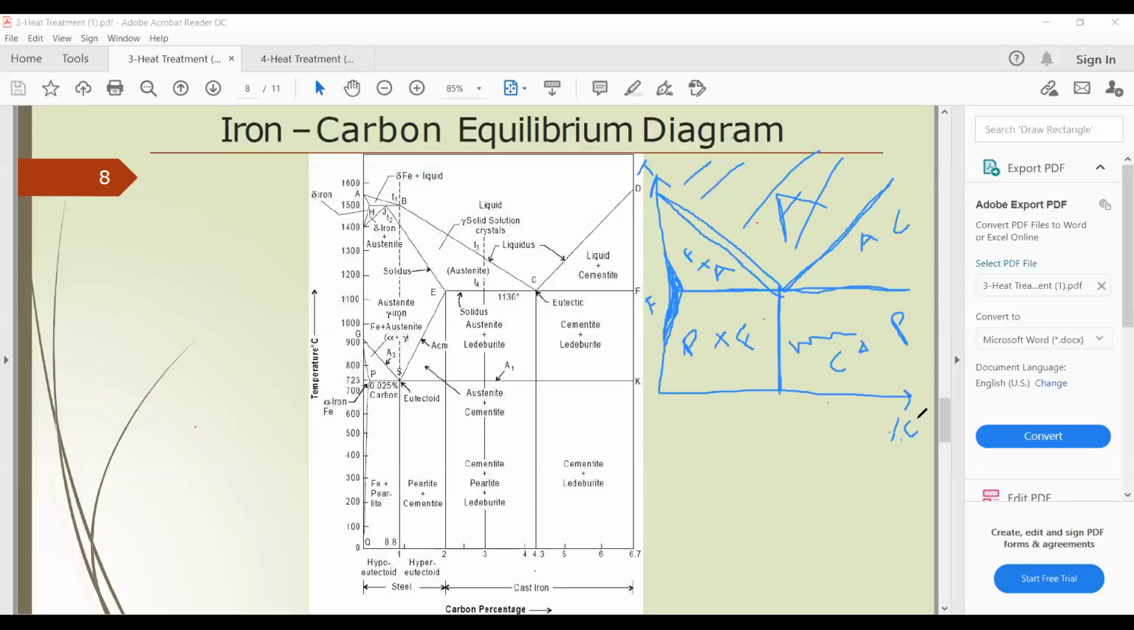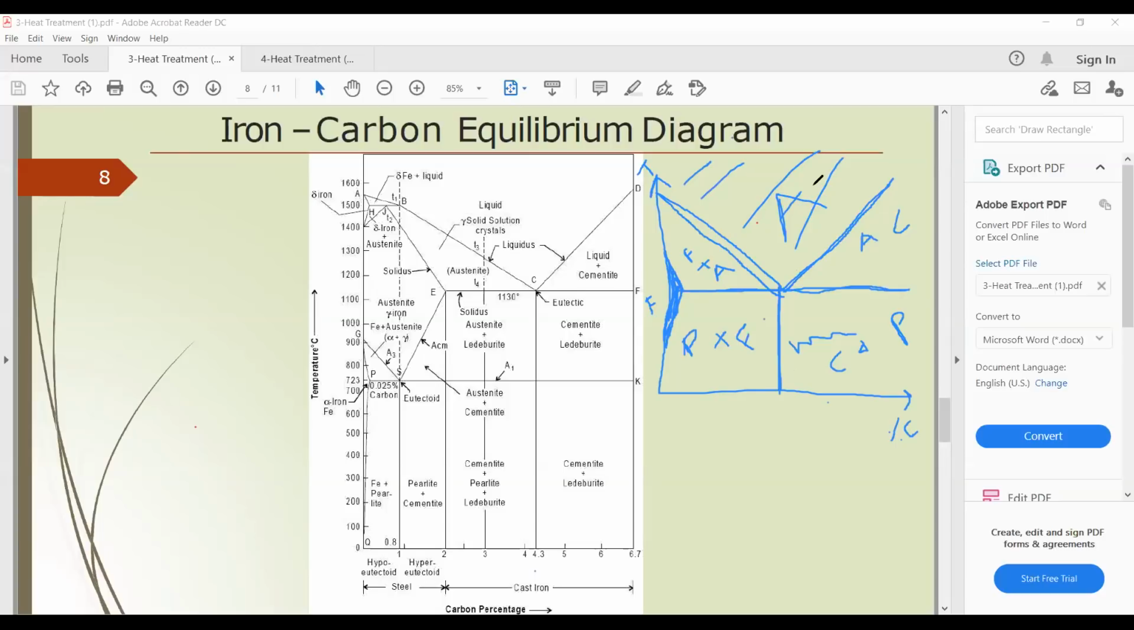You have to draw a graph. Put the axes: temperature on the y-axis, percentage of carbon on the x-axis. Then draw this V-shape or triangle and draw this horizontal line. Then again a V-shaped line and then draw this vertical line. Finished. Then indicate the constitutions available.